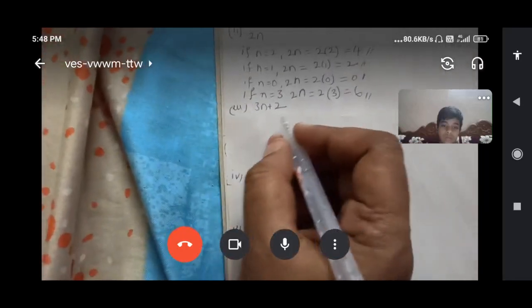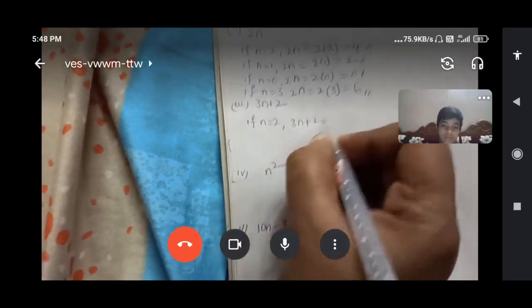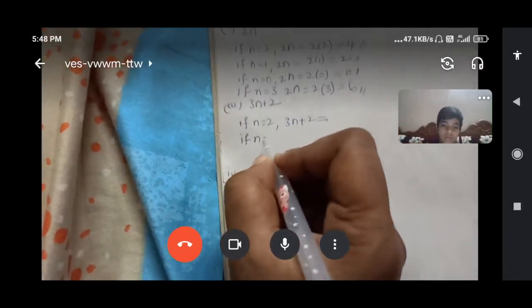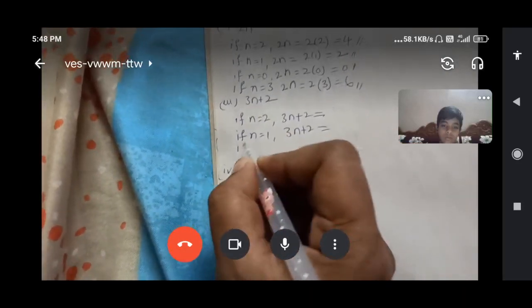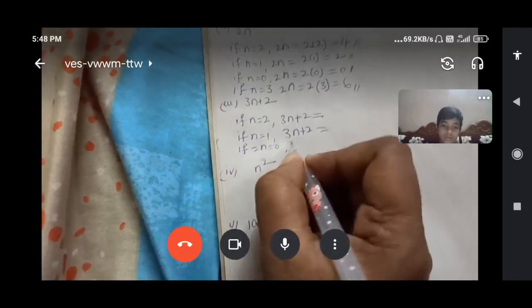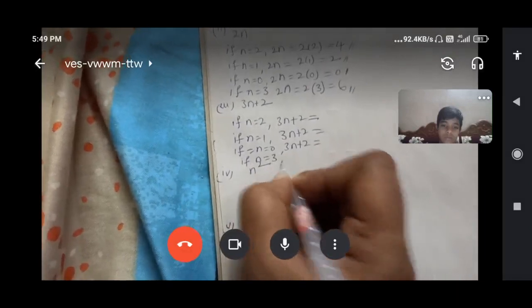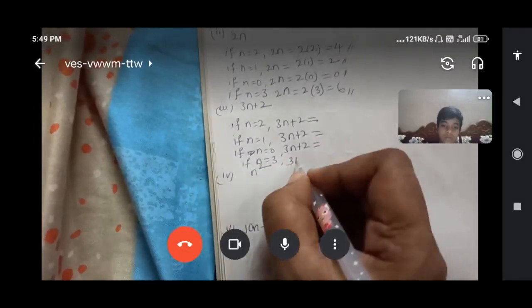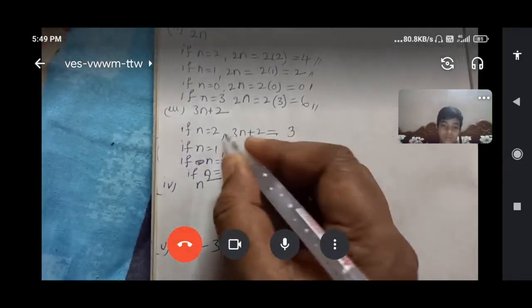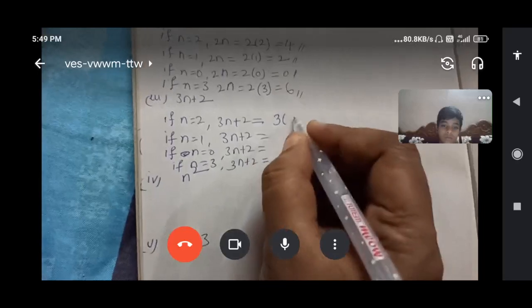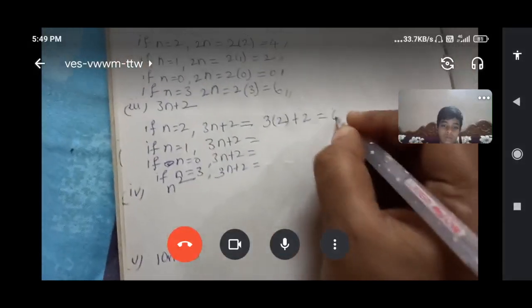And the same you can do for this. If n is equal to 2, 3n plus 2 is equal to what? If n is equal to 1, 3n plus 2 is equal to what? In the place of n, we have to keep this value. If n is equal to 0, 3n plus 2 is equal to what? If n is equal to 3, 3n plus 2 is equal to what? Just you see this one also. 3 into, in the place of n, we have to put 2, plus 2. 3 2s are 6 plus 2.